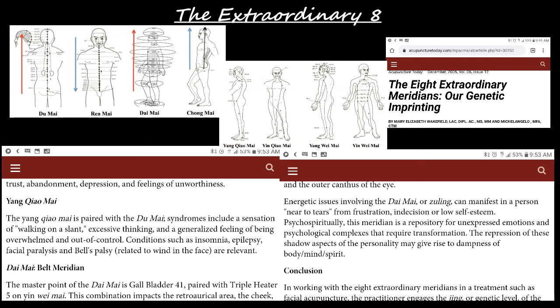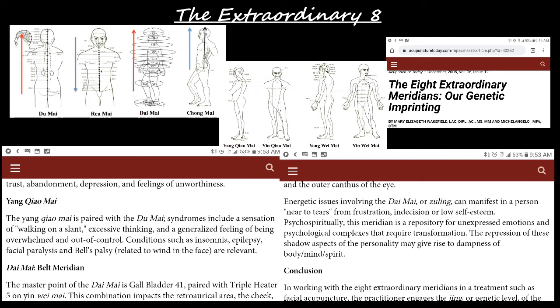Psychospiritually, it's a repository for unexpressed emotions, psychological complexes with transformation, and basically it's suppressing your shadow self, and doing that may cause dampness to the body, mind, and spirit.